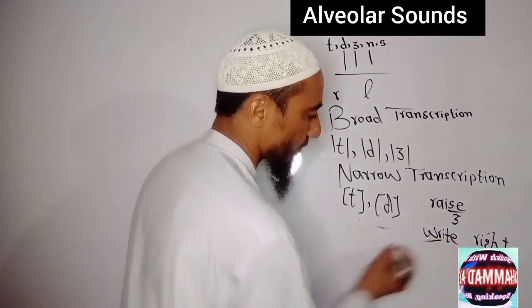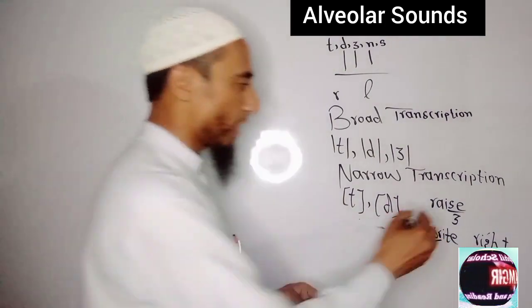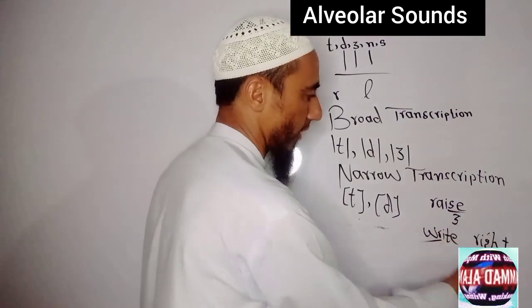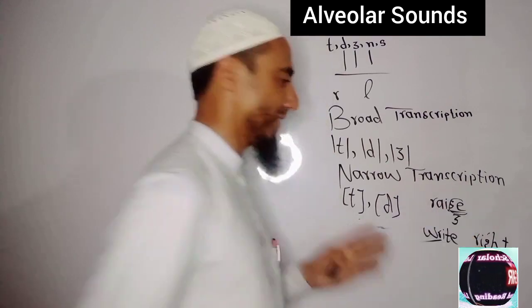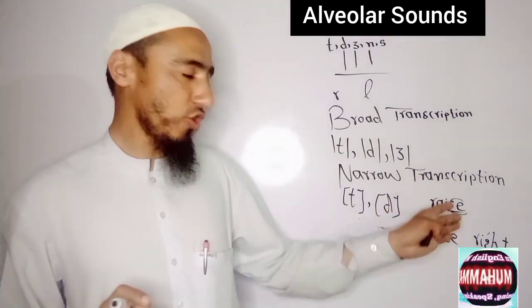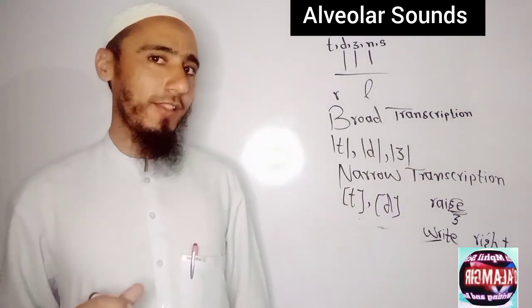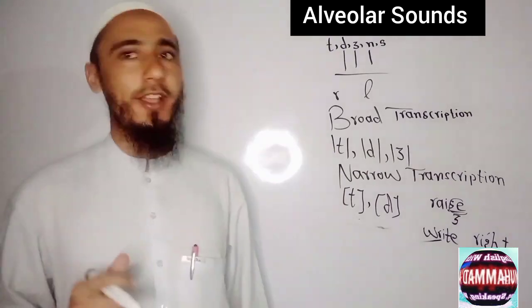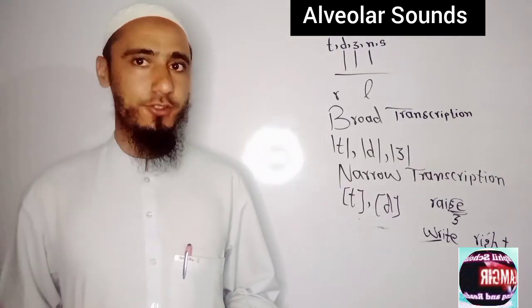So here you see, here is a digraph because two letters produce a single sound. Here you also see, particularly SE, so here SE produces one sound. So the combination of two letters which produce a single sound, we call them digraph. So listeners and audience, I hope that this topic is clear to you. Thank you.